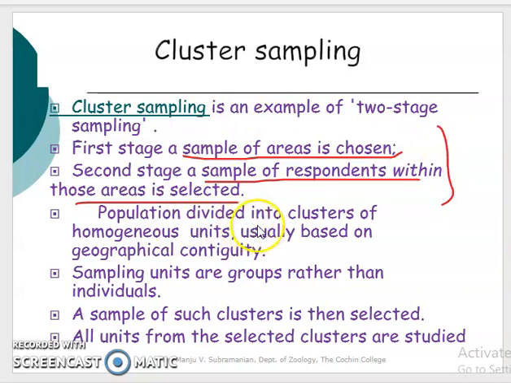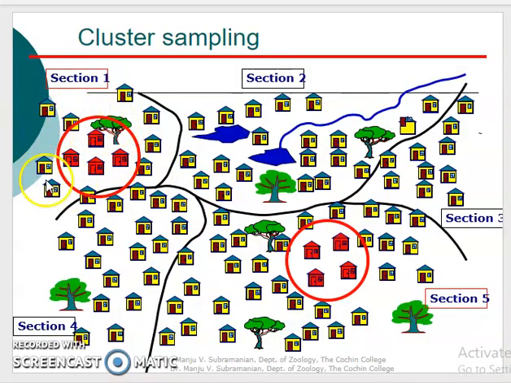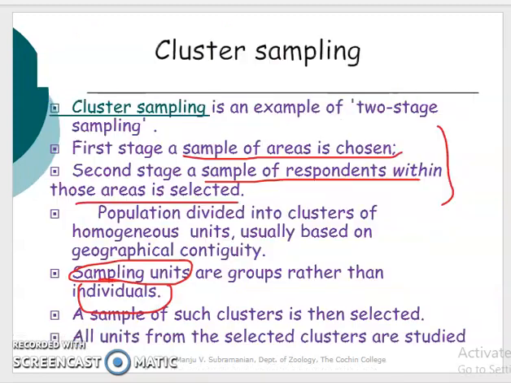Then the population is divided into clusters of homogeneous units, usually based on geographical contiguity. The sampling units are grouped rather than the individuals. So in this cluster sampling, we are just concentrating on the sampling units rather than the individuals present, isn't it? From here it's clear we are choosing this cluster of houses rather than a single house. That is the importance of cluster sampling. Then a sample of such clusters is selected. All the units from the selected clusters are studied.